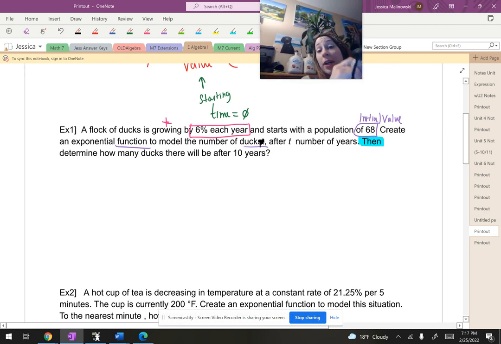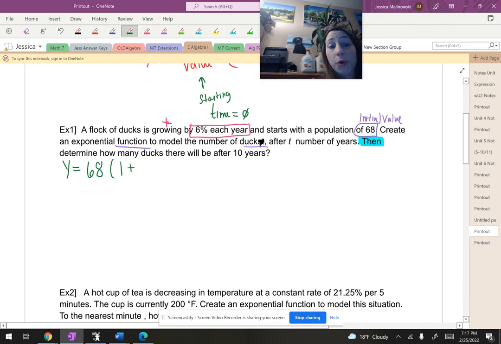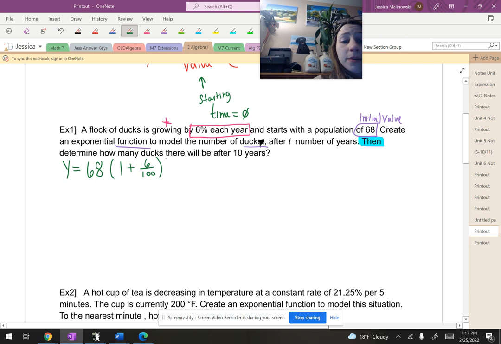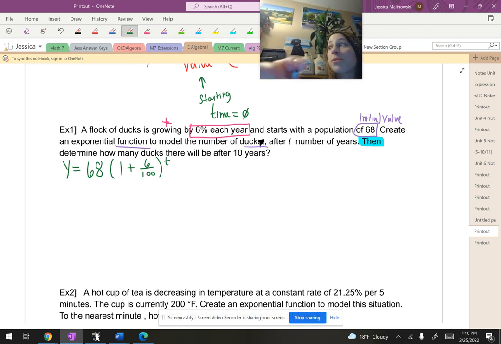All right, so I'm going to just jump right into using that formula and start filling in the pieces. So, I'm going to use y equals initial value of 68 times 1, I'm using the plus sign, not the minus, because it's growth, and we already decided that, plus 6 divided by 100. I'm going to raise that to t because first I need a generic equation that I can use that I can plug in any number of years. So I'm going to plug the t in for that first and make that generic equation. Then I will use it to figure out how many are there after 10 years.